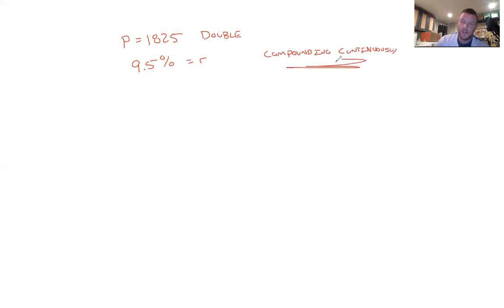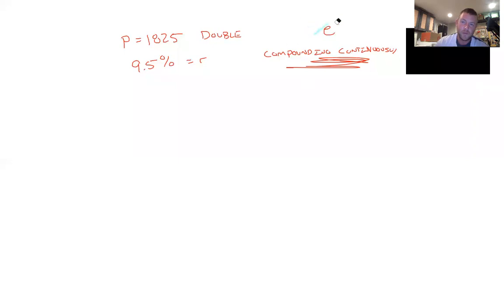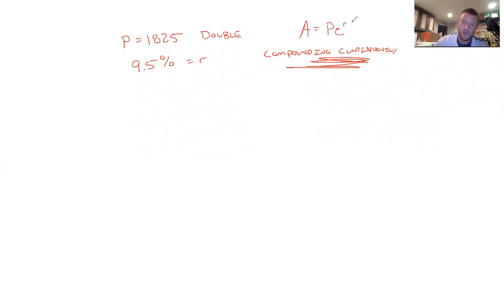Anytime you see this, you should know that A, the amount that you want, is equal to P e to the rT. I want it to double, so 1825 doubled. I want 3650. So that's my A. I've got R, I've got P, I need T. So I'm looking for T.